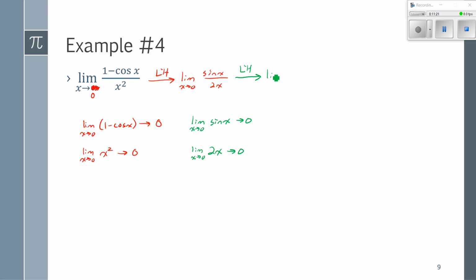To get yet another equivalent limit, derivative of the top would be cosine of x. Derivative of the bottom would be 2. And I would try substitution again. And when I try substitution this time, I get 1/2. And there is my limit.